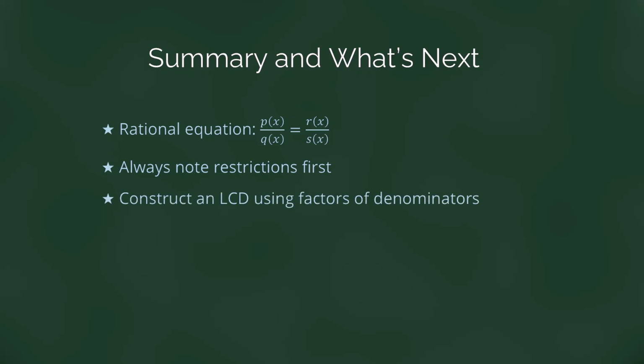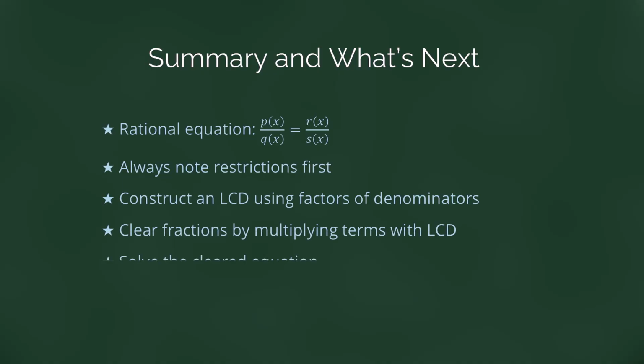We'll then proceed to construct an LCD using the factors of our denominators, and then we can clear all of the fractions by multiplying all terms by our LCD. Once we've done that, we're going to solve the remaining equation. Sometimes it'll be linear, sometimes it'll be quadratic. Our solutions will then come from that new equation as long as we eliminate the restrictions that we found earlier. The next thing we're going to take a look at is something called radical equations.